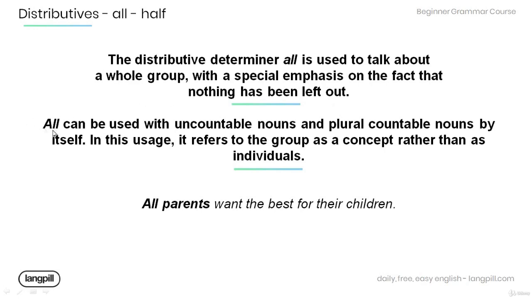Note that all can be used with uncountable nouns and plural countable nouns by itself. Now, in this usage, it refers to the group as a concept rather than as individuals. Have a look at the example below. All parents want the best for their children. The distributive determiner all is referring to parents everywhere.